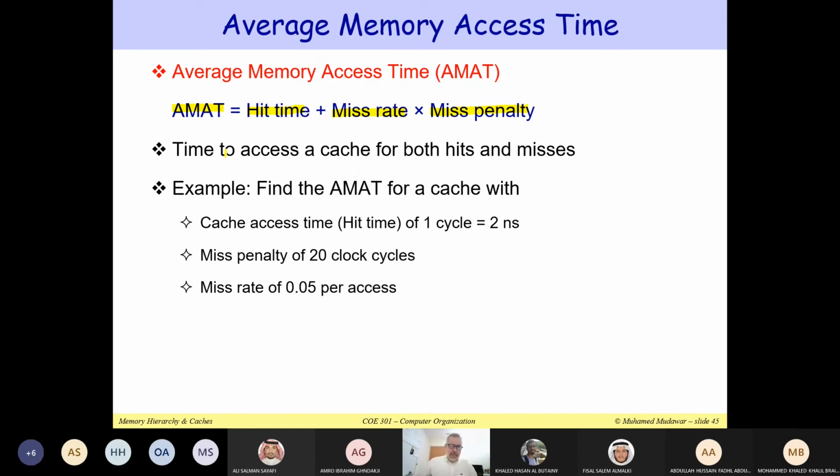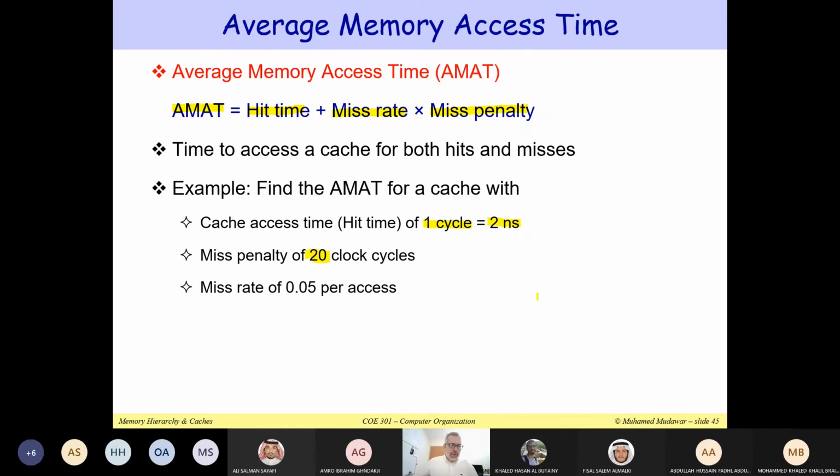So in this example, suppose that the cache access time is 1 cycle. Typically people design the instruction cache or data cache so that they can access it in one cycle. This is why they keep the level 1 cache very small. They keep it small to keep it fast. And here the cycle time is given as 2 nanoseconds. That's the clock cycle. The miss penalty is assumed to be 20 clock cycles. If you multiply 20 by 2, it means 40 nanoseconds.